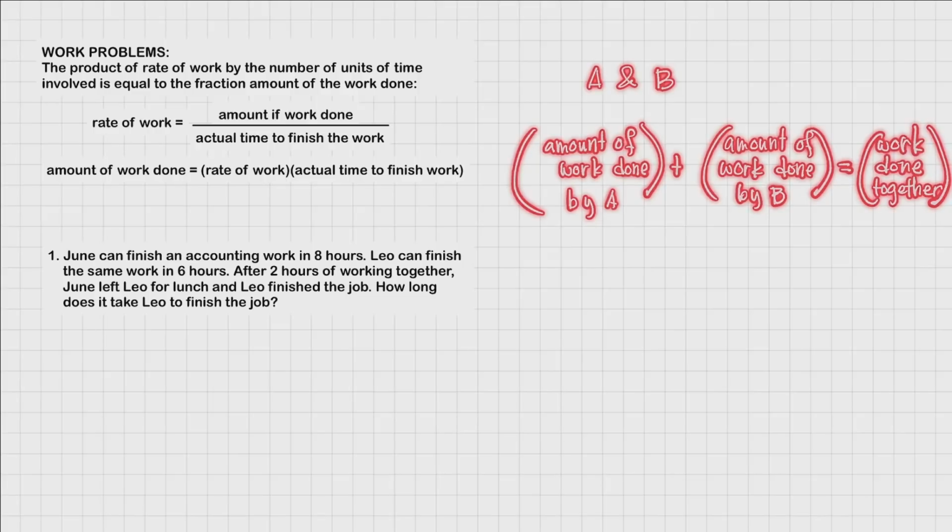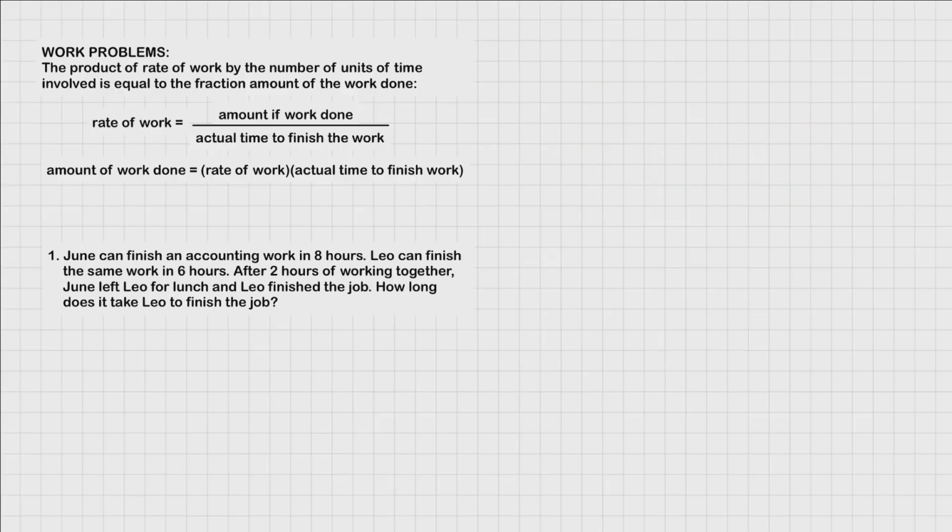Now, to understand this better, as usual, let's try to solve a problem. June can finish an accounting work in 8 hours, while Leo can finish the same amount in 6 hours. After 2 hours of working together, June left Leo for lunch and Leo finished the job. Now, how long does it take Leo to finish the job? So to solve this problem, let's summarize what we know in a table.